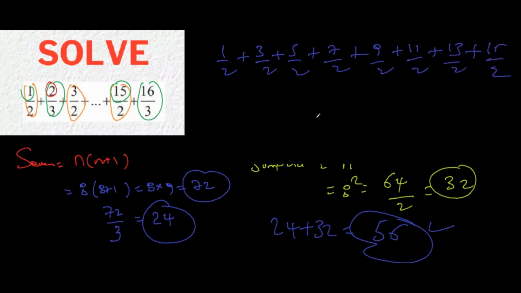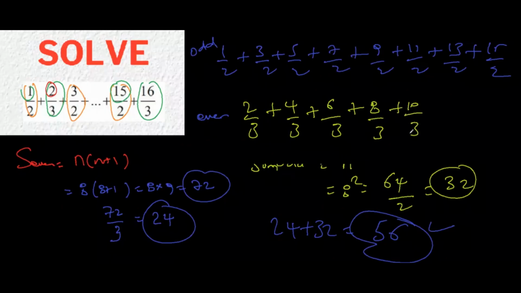So you can use this one for the odd, and for the even, you can use 2 over 3 plus 4 over 3 plus 6 over 3 plus 8 over 3 plus 10 over 3 plus 12 over 3 plus 14 over 3 plus 16 over 3. If you calculate this and this, you'll get the same answer, 56, but the first one is the shortest method.